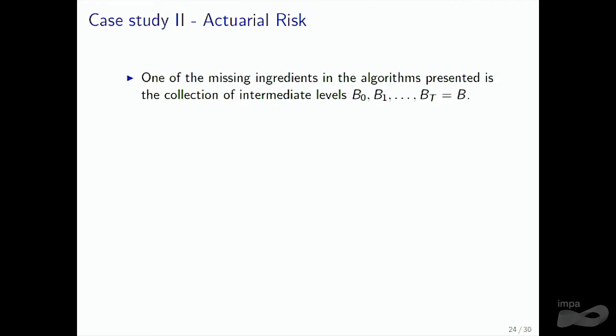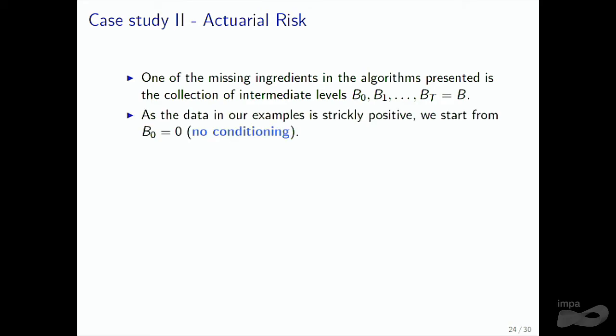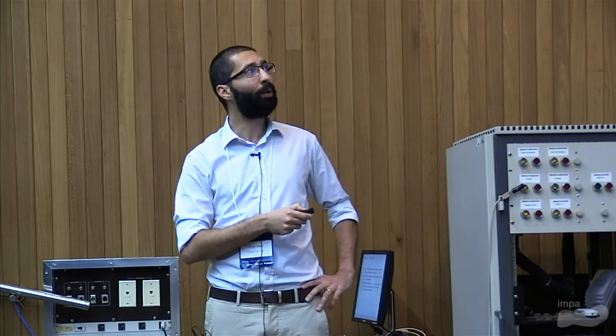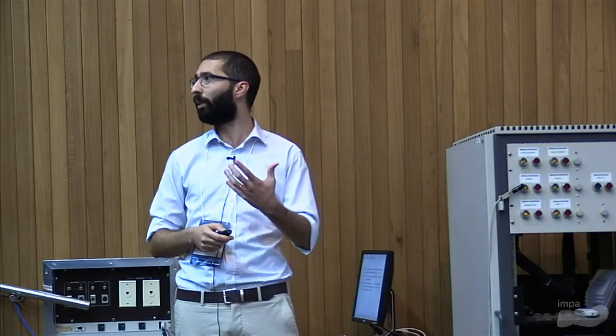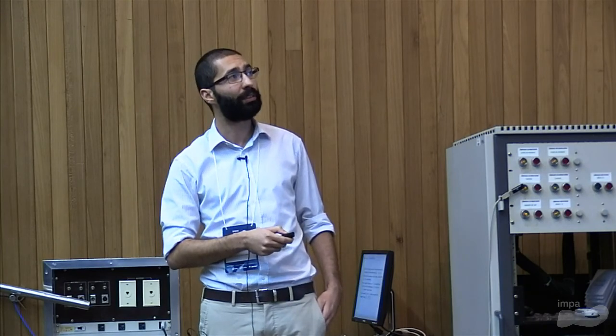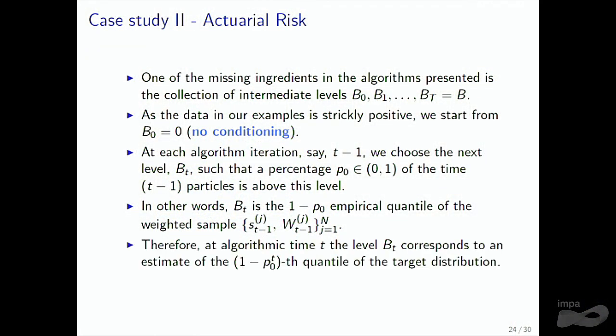And the missing ingredient here is the levels b. So for the levels b, I'll do something like this. I'll start at 0. And for each level b_t, I'll say that b_t is the percentage of particles that are above the level. So I'll take at time t the empirical quantile at time t. In other words, b_t is the empirical quantile from this weighted sample here. And therefore, at algorithmic time t, the level b_t will be an estimate of 1 minus p_0 to the power t, because I'm doing this iteratively in time.